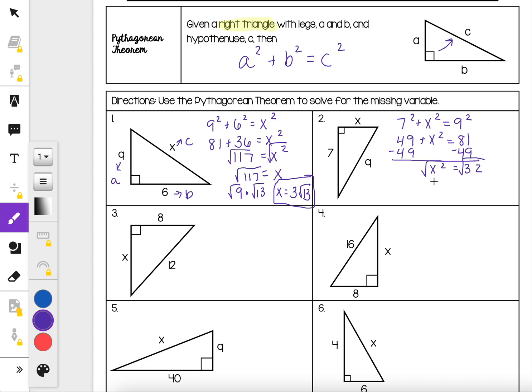Take the square root of both sides, and x equals, this is going to be the square root of 16 times the square root of 2 if we're simplifying our radicals. So x equals 4 times the square root of 2. And again, because we are talking about the side length of a triangle, we only care about that positive value.